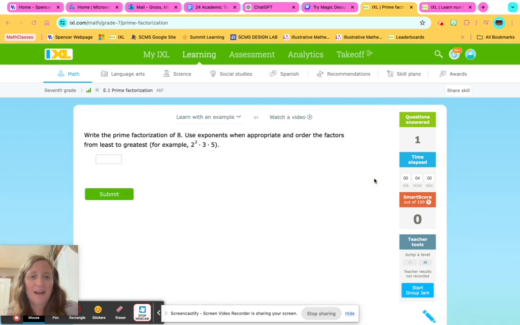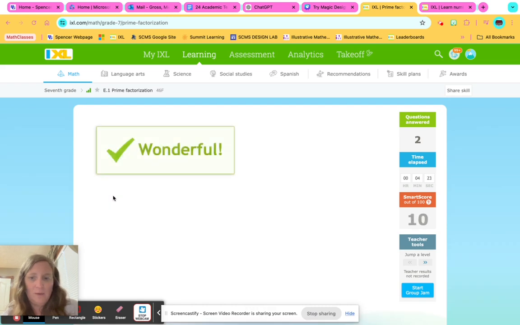So I'm going to get the next one right. All right, so now we're going to do prime factorization of 8. That's an easy one. We know 8 is 4 times 2, and then 4 is 2 times 2. So you're going to get 2 times 2 times 2, or 2 to the third power. Okay, that's how you do it. It's going to make sure we know what we're doing here.